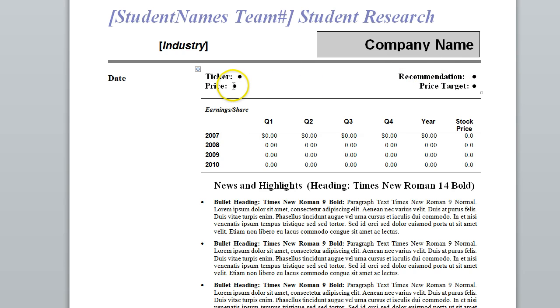So you give me the current stock price here and the stock price where you project it to be in a year. So if your recommendation is a buy, your price target needs to be higher than the current price of the stock. And of course, the ticker symbol.